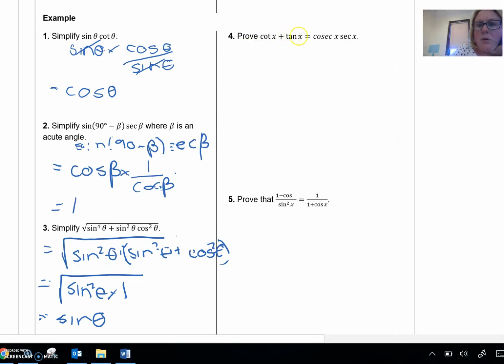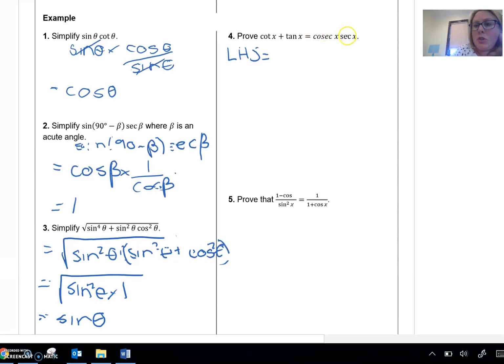4. Prove that cot plus tan is that. Now when we prove, we have to take one side and show that it equals the other side. So I'm going to take the left hand side. You could take the right hand side, it doesn't matter. And I'm going to prove cot plus tan is cosec and sec.